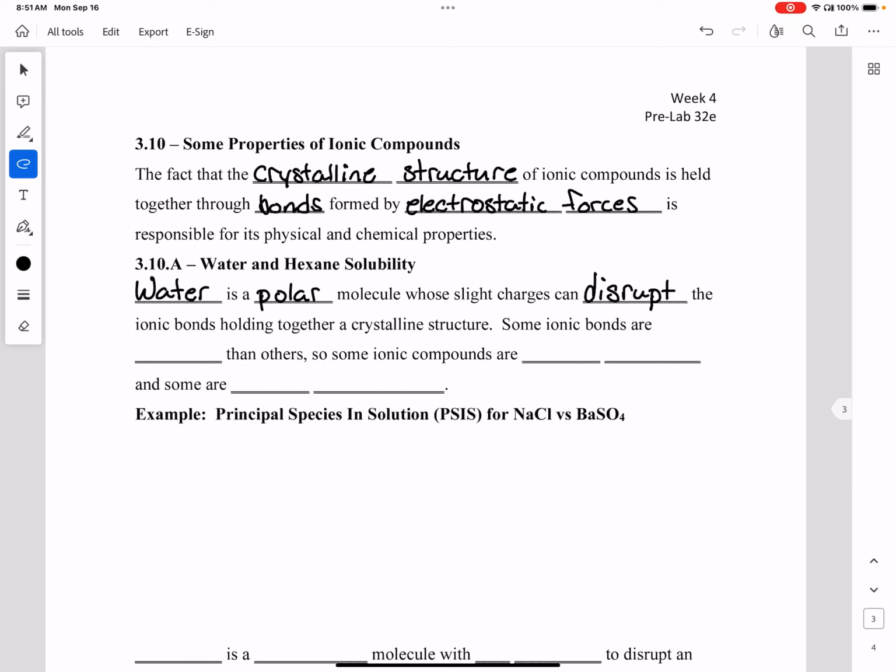So some ionic bonds are stronger than others. So some ionic compounds are water soluble if the attraction to water molecules is greater than the attraction of the ions. It's going to be soluble in water. That means it will dissolve. But if the attractions between ions are stronger than the attractions to water molecules, then those are water insoluble.